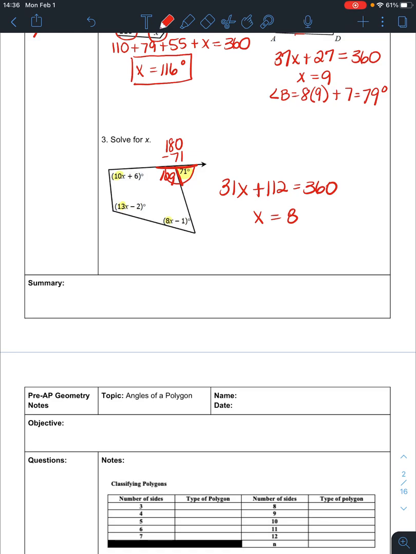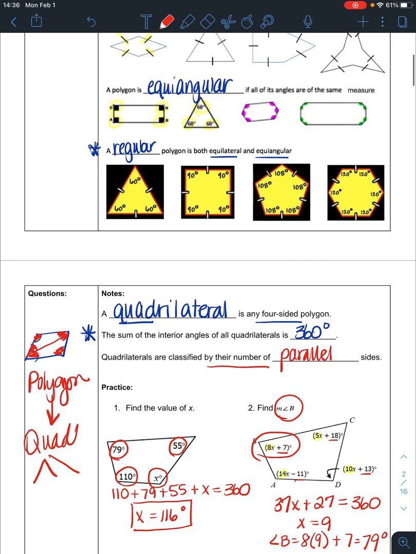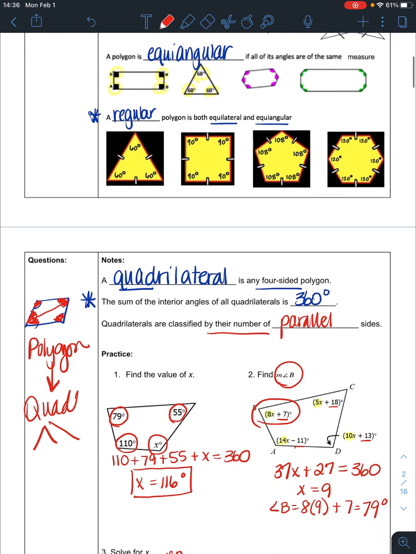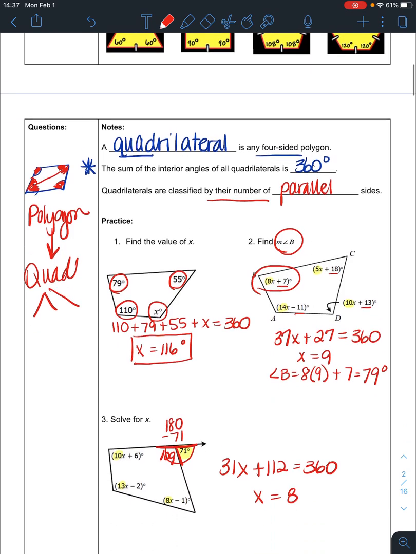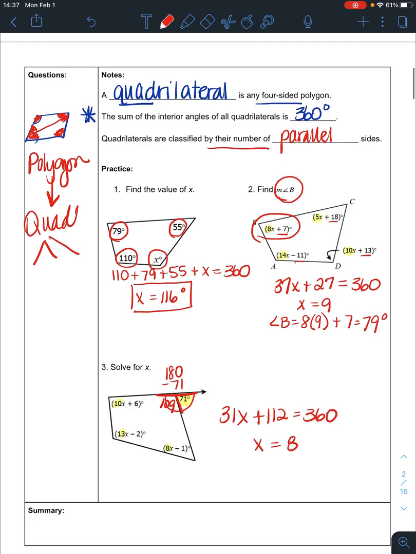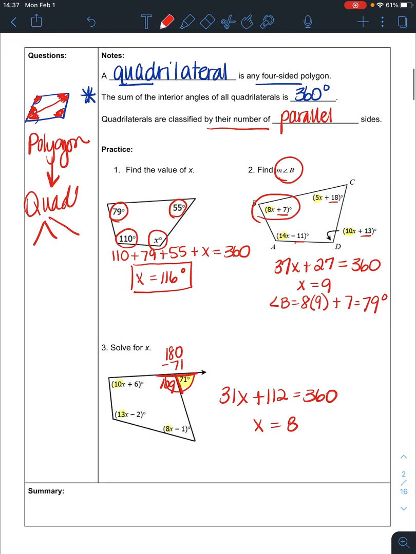So polygons, you have convex and concave, and what's most important about a polygon is understanding what regular means, because in the future we're going to see problems where it talks about them being regular, and we need to understand what that means and how that's going to affect the problem. More specifically to being a polygon, you have a quadrilateral, and the sum of the interior angles of a quadrilateral is 360 degrees.